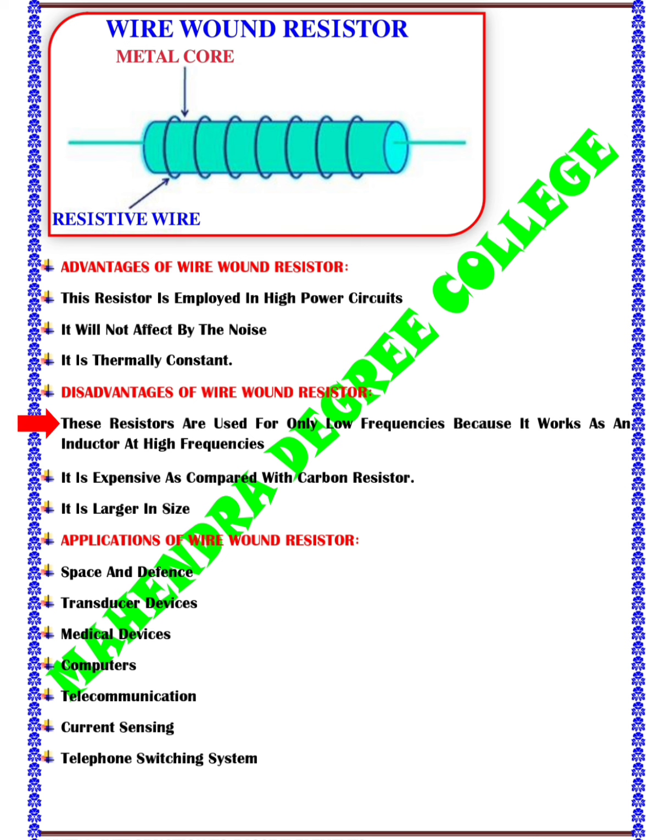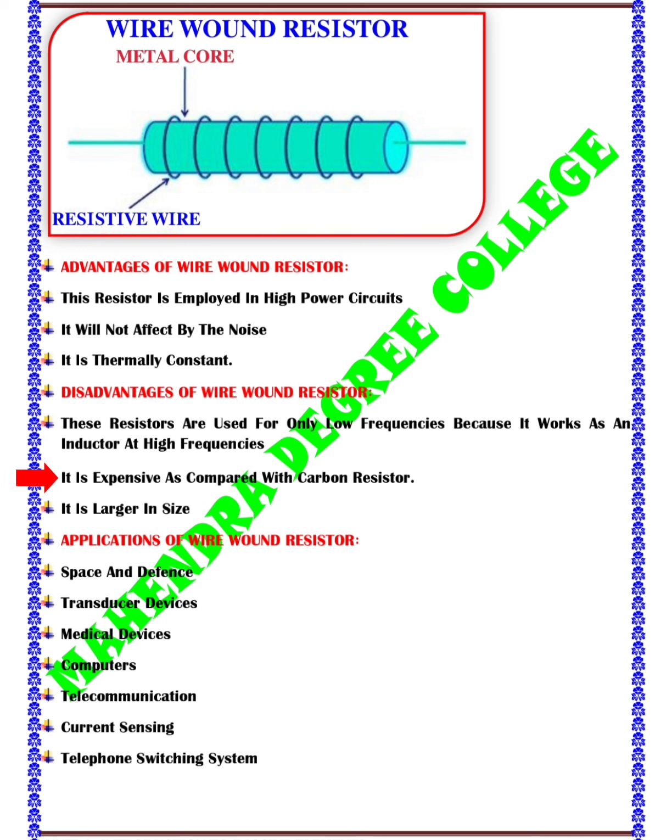First disadvantage. These resistors are used for only low frequencies because they work as an inductor at high frequencies. It means the winding of the resistor creates a coil-like structure, which behaves like an inductor at high frequencies. This inductive effect can distort signals and affect circuit performance, making them unsuitable for applications requiring high-frequency operation.